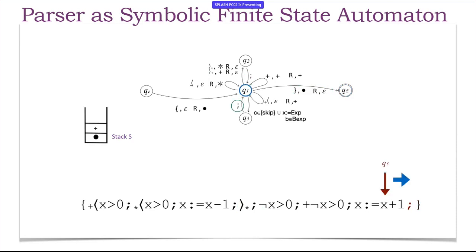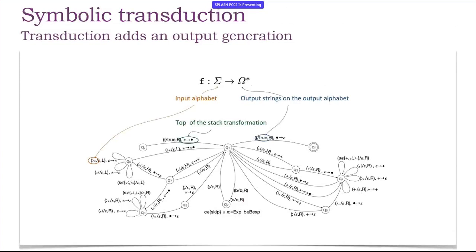If, for example, we don't have the closing bracket for the non-deterministic choice, then when we reach the end of the string, we have on the stack something which is different from the bullet, and therefore the string is not accepted because the balance was not respected.